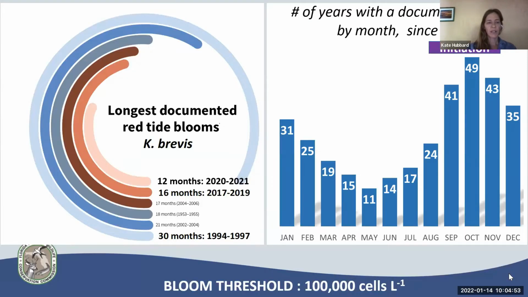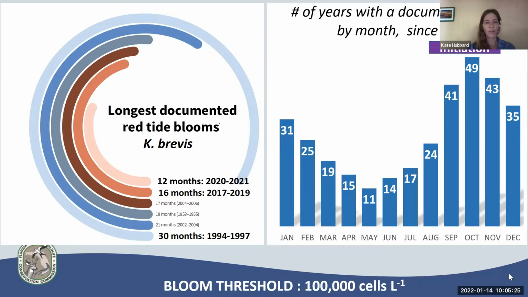So some of the longest documented red tide blooms are shown here in this image on the left. The longest bloom that we've observed lasted 30 months, and that was from 1994 to 1997. I think probably most of you are familiar with some of the blooms that have occurred recently, especially the 2017 to 2019 bloom. And then we just had the 2020 to 2021 bloom wrap up. Those blooms lasted a year or more and caused devastating consequences.